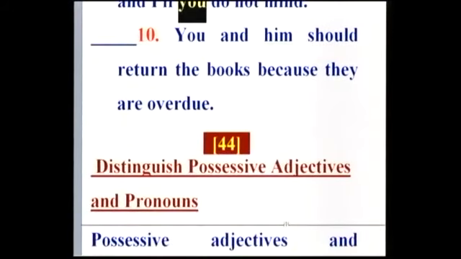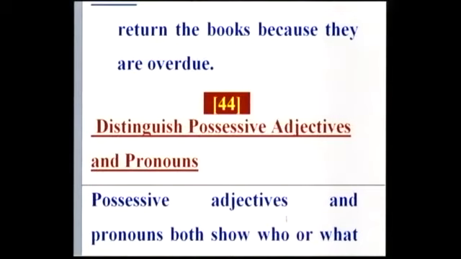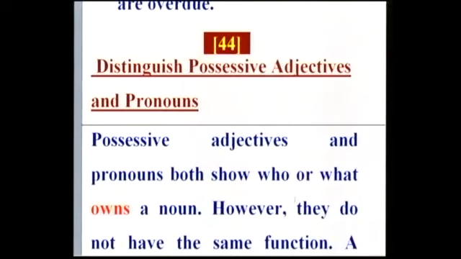طيب. The next point is distinguishing possessive adjectives and pronouns. طيب ايه ال possessive adjectives and pronouns؟ طبعا the possessive pronoun comes instead of a noun. ما ال possessive adjective ايه؟ نشوف بقى. Possessive adjectives and pronouns both show who or what owns a noun. يعني ايه؟ يعني ما اقول مثلا this is my book.